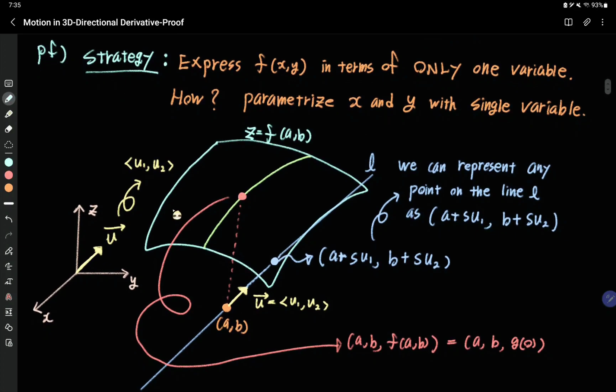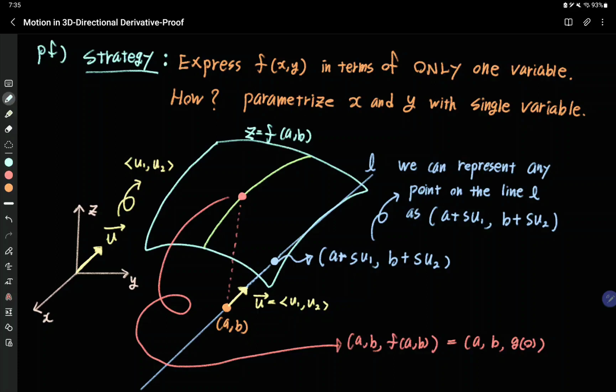So this is the graph of the multivariable function f. Let's say z equals f of (a, b). Then the graph of function f is going to be just a curved plane like this. And then let's say this is a position vector u. So u is right there. Then we draw the equivalent vector to the position vector u, whose starting point is (a, b).